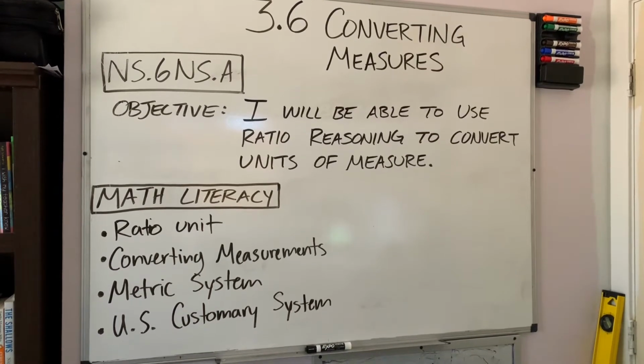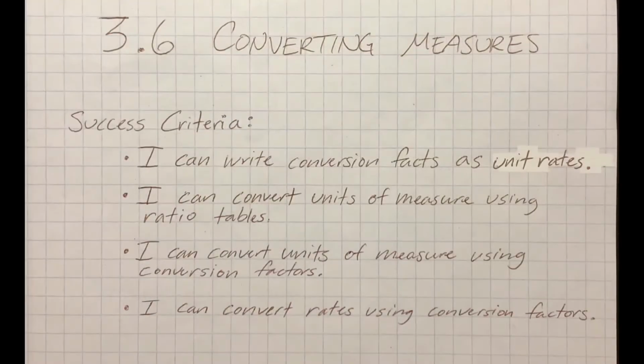Our mathematical literacy terms are ratio units, converting measurements, metric system, and U.S. customary system. With 3.6 converting measurements, our success criteria is that by the end of this lesson, you will be able to write conversion facts about unit rates, to convert units of measurements using ratio tables, to convert units of measurements using conversion factors, and lastly, to convert rates using conversion factors.